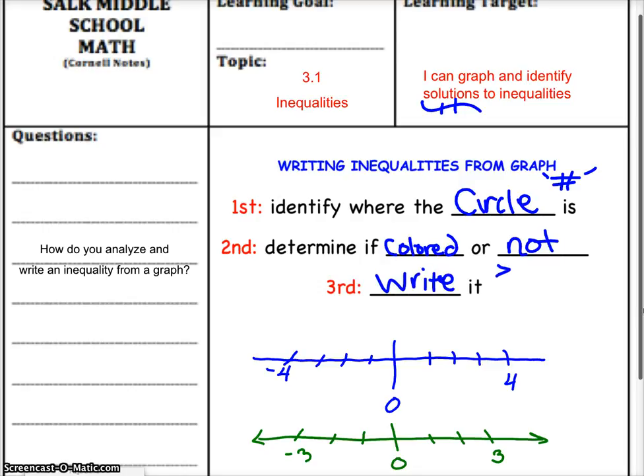You might want to refresh your memory. An inequality symbol like this means greater. An inequality like this means less.